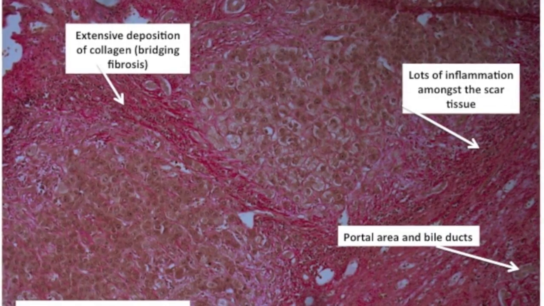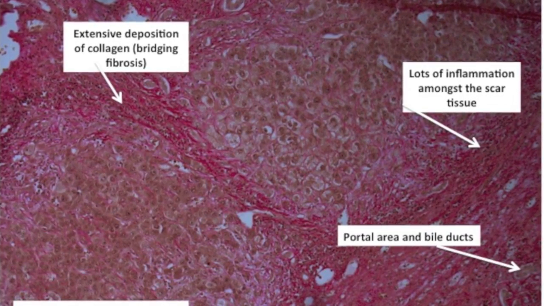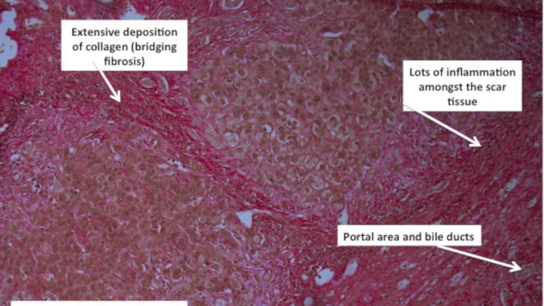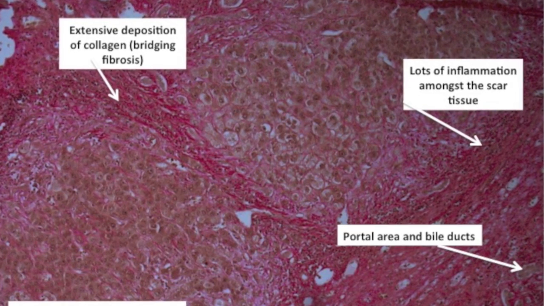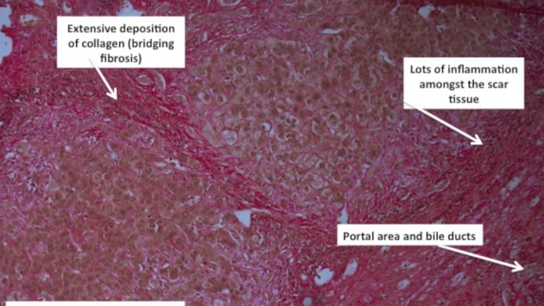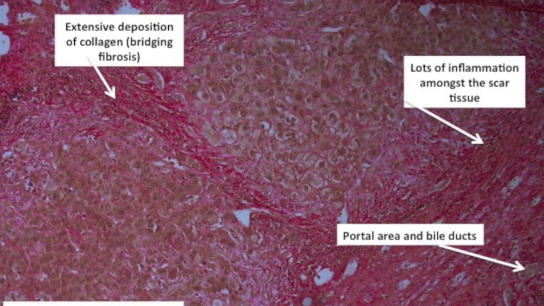So now this is the same patient's tissue sample, so it's an alcoholic liver, but again you can see now with the Van Giesen stain it's much more obvious just how much of that red collagen material there is in this cirrhotic liver specimen.